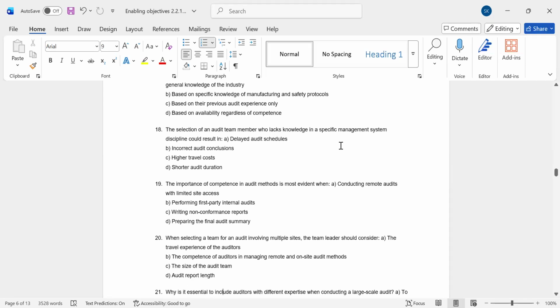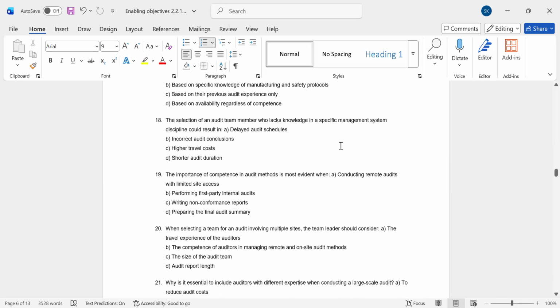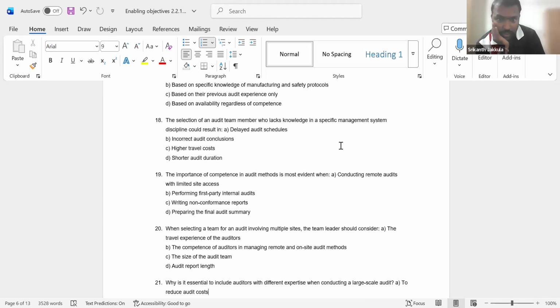19. The importance of competence in audit methods is most evident when: A. Conducting remote audits with limited site access. B. Performing first party internal audits. C. Writing non-conformance reports. D. Preparing final audit summary. Writing non-conformance report, sir. Yes. I think A, sir, conducting remote audit with limited site access.